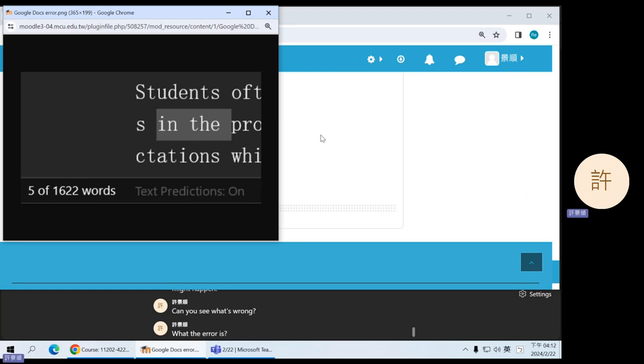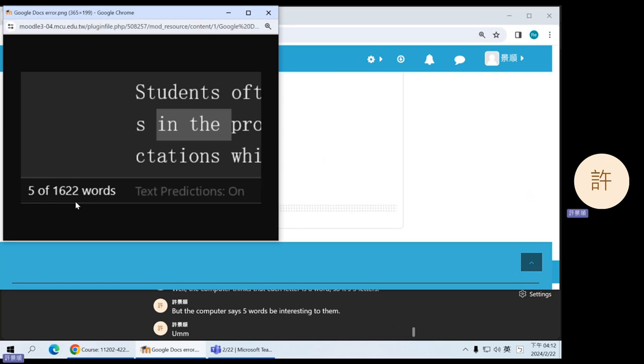Yeah, it's counting wrong. Look, how many words is this? Two words, but here it says five words. What's going on? Well, the computer thinks that each letter is a word. So it's five letters, but the computer says five words.